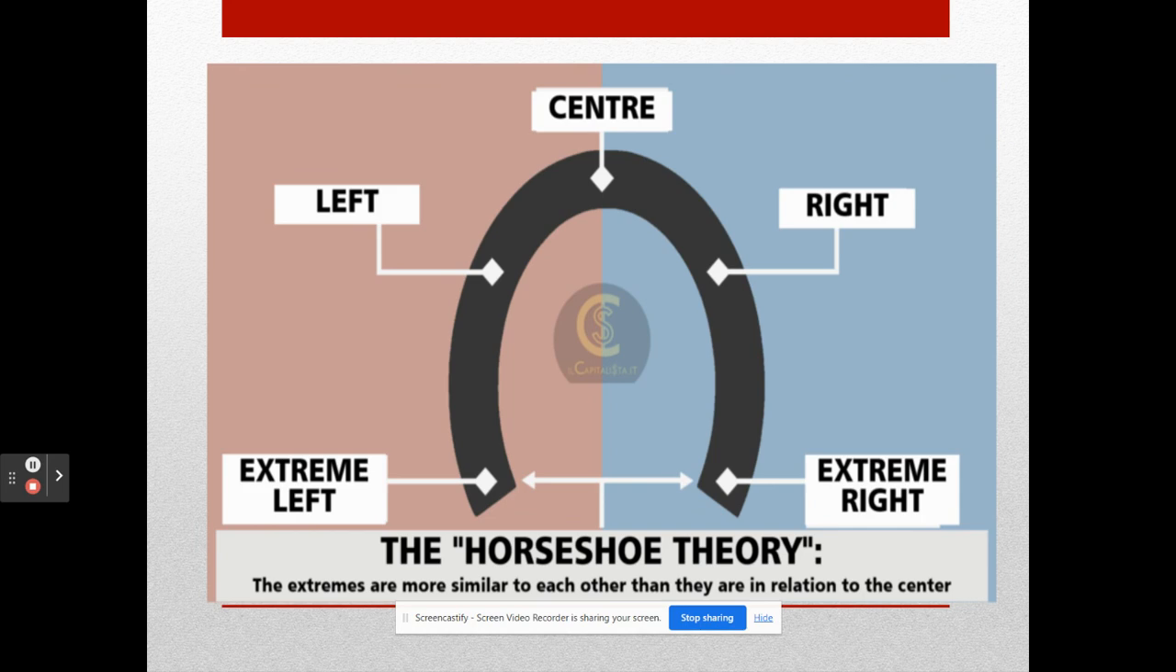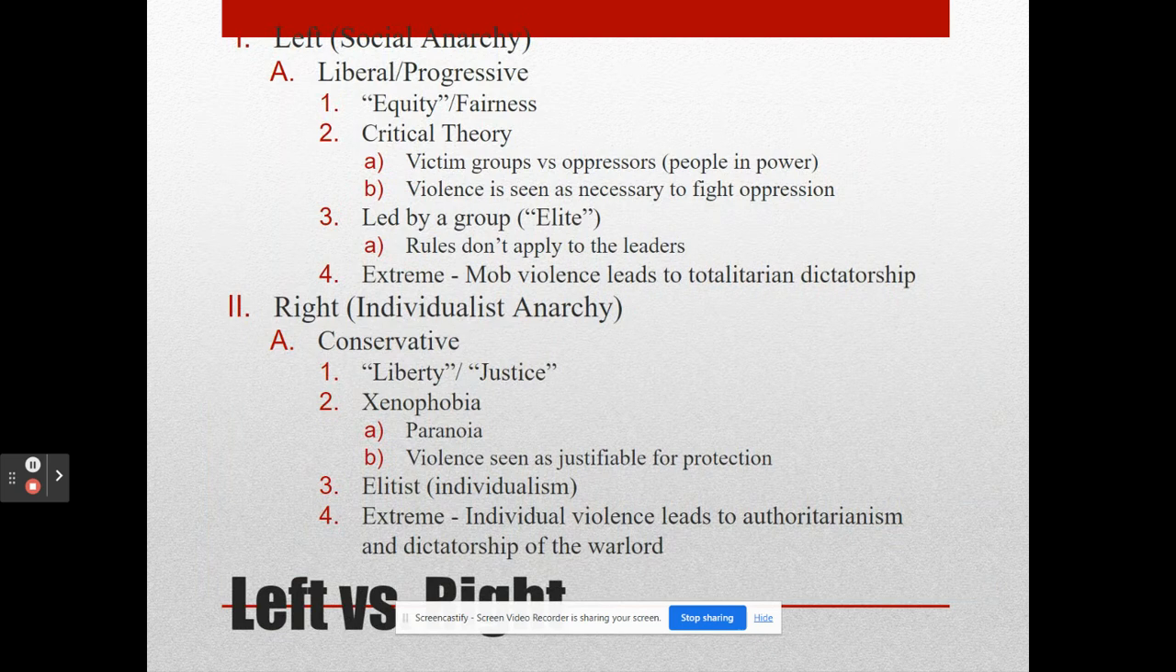So, what else are we looking at for political extremes? Well, in general, the left is about social anarchy. What that means is you have groups who oppose government. Liberal and progressive thought is about equity and fairness and tolerance. It relies on something called critical theory. Under critical theory, there are victim groups versus the oppressors. There is some kind of a victim group, whether that's an economic victim group. In classical leftist thought, it's all about money.